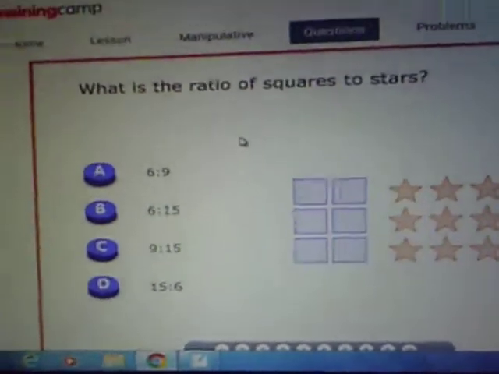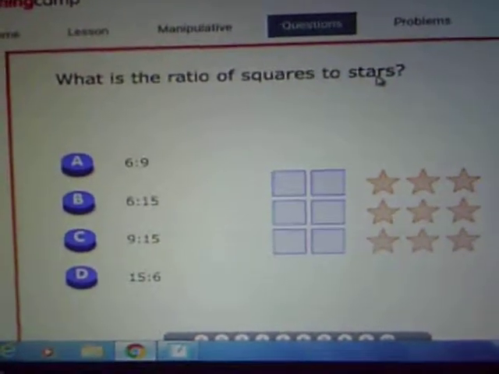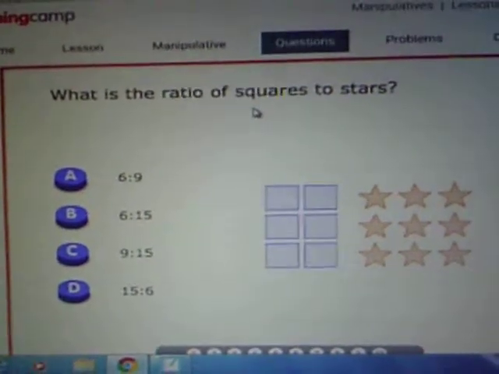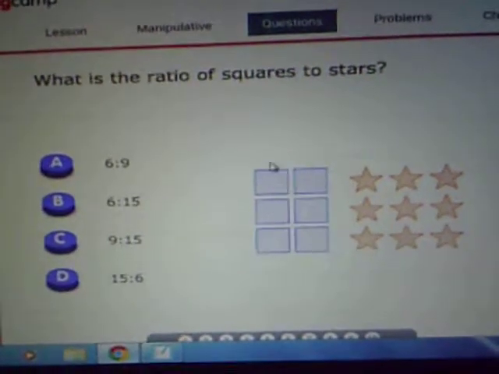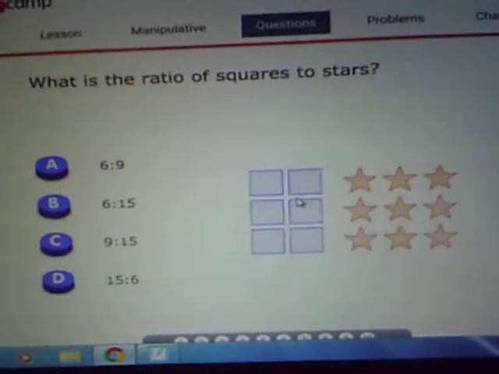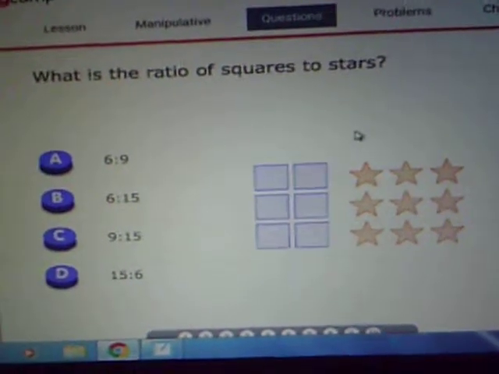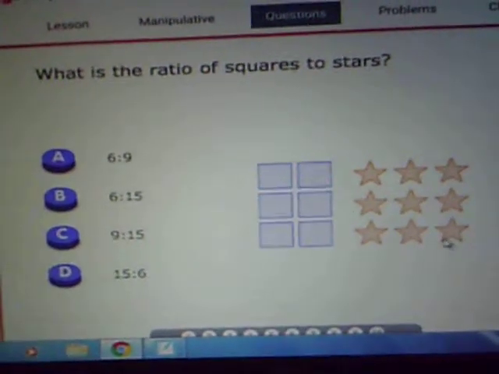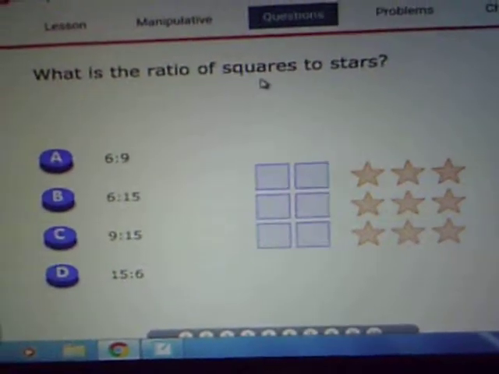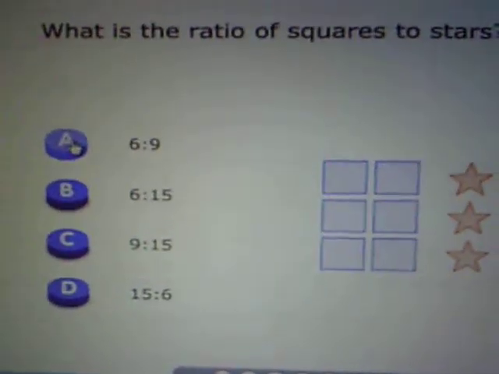There are also questions that the students can practice answering, such as what is the ratio of squares to stars? So since squares comes first in the question, we want to put the number of squares first. There are 6 squares. Then, what is the number of stars? Squares to stars. There are 9 stars. This is a part-to-part ratio of squares to stars, so we could say our ratio is 6 to 9.